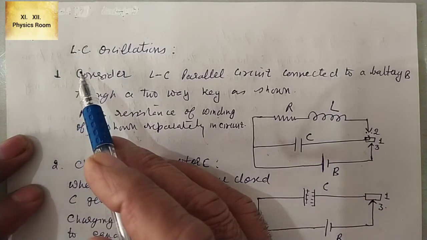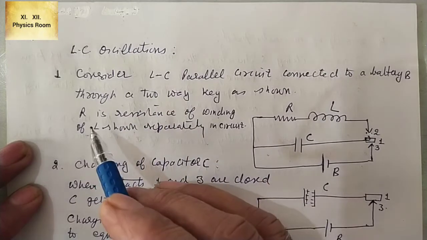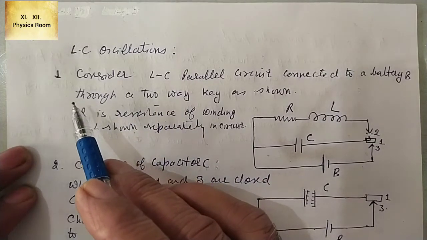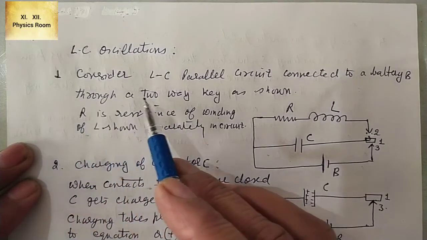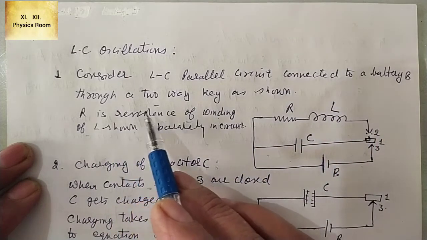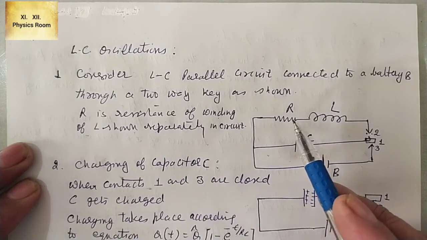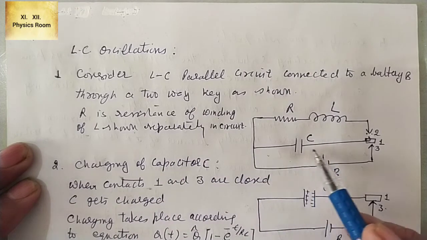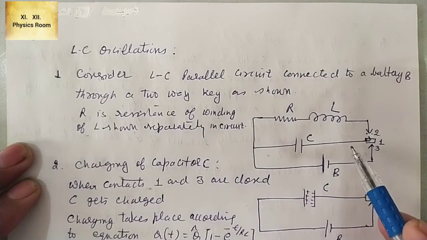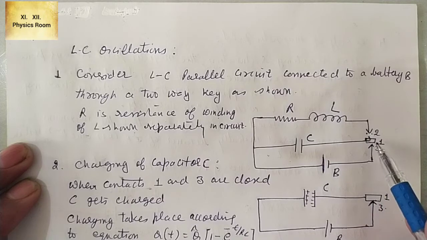Today we discuss LC oscillations. First step, consider an LC parallel circuit connected to a battery B through a two-way key as shown. This is L, this is C, connected to a battery B through a two-way key. It has three terminals, 1, 2 and 3.